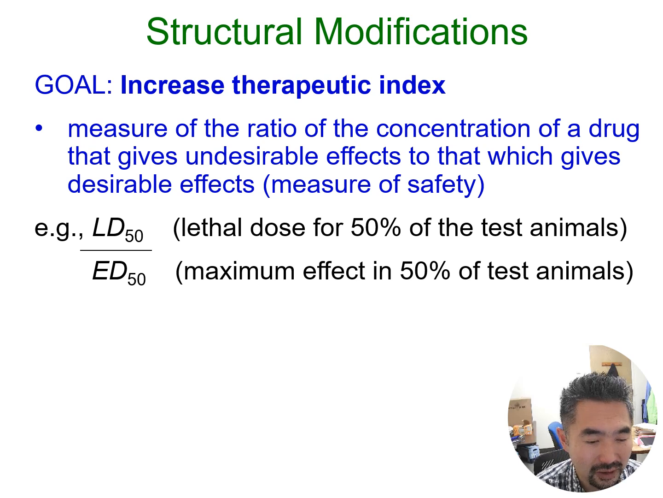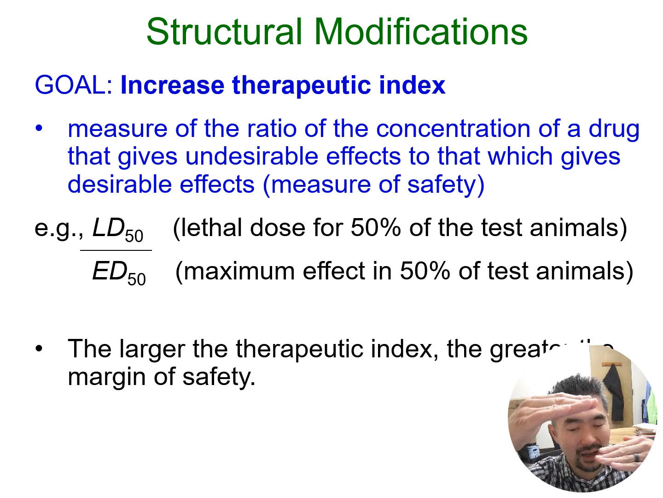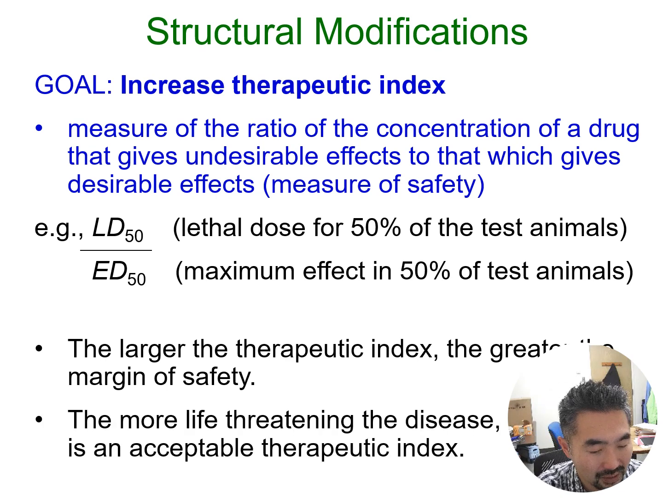If you have a small LD50, that means even a small amount of this drug could kill you, so that's not good. And ED50, you want that to be rather small, right? Like small amount of drug, you want that to have a good effect on you. So you want this ratio to be rather large. So that's the therapeutic index, right? The larger the therapeutic index, the greater the margin of safety, because the difference between toxicity and good efficacy is big.